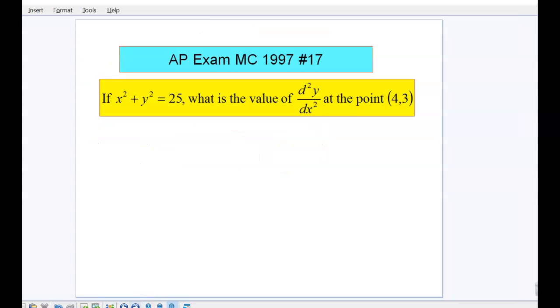Okay, this is from 1997. This was a multiple choice question. I didn't copy the answers down, but let's take a look at this one here. In this one, they're asking us to find, this is a new notation, d squared y over dx squared. This means the second derivative, which is really the derivative of the first derivative. And they want us to evaluate that at the point (4, 3). So again, the first derivative, we did this one earlier.